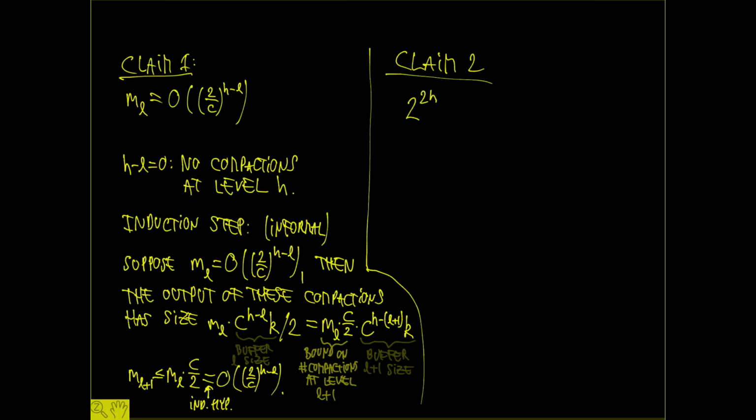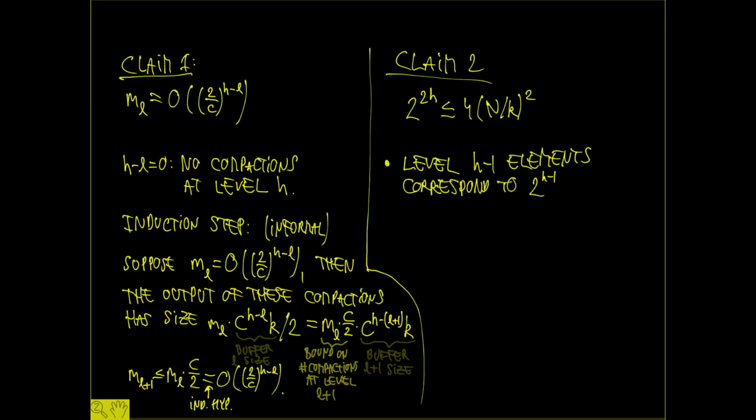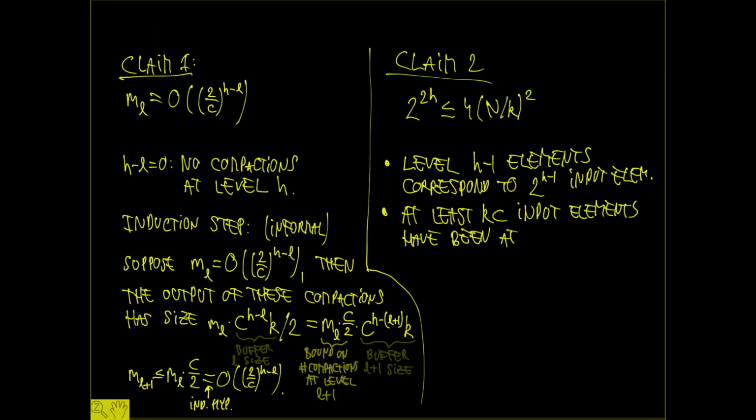Finally, let's look at claim number 2. We claim that 2 to the 2h is upper bounded by 4 times n over k squared. There are two facts we need to show this. First of all, at level h minus 1, each element corresponds to 2 to the h minus 1 input elements. Also, we know that at least k times c input elements have been at level h minus 1, because it was full at some time and we made a compaction and created level h.